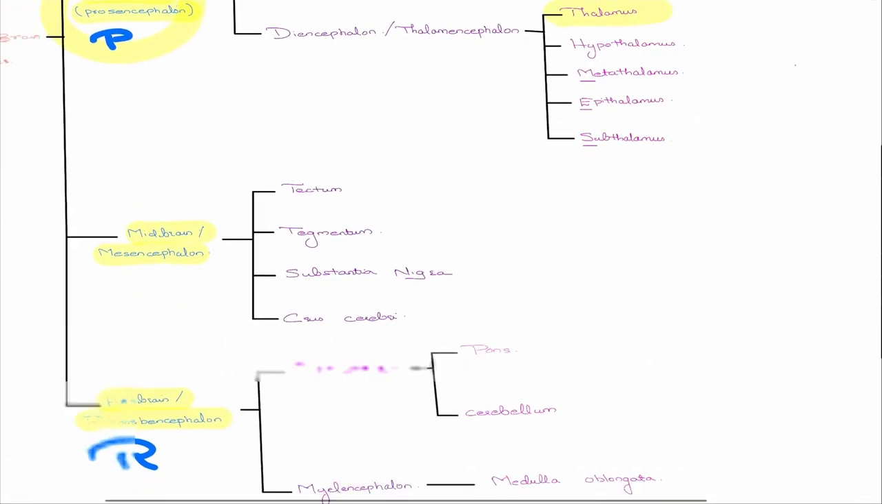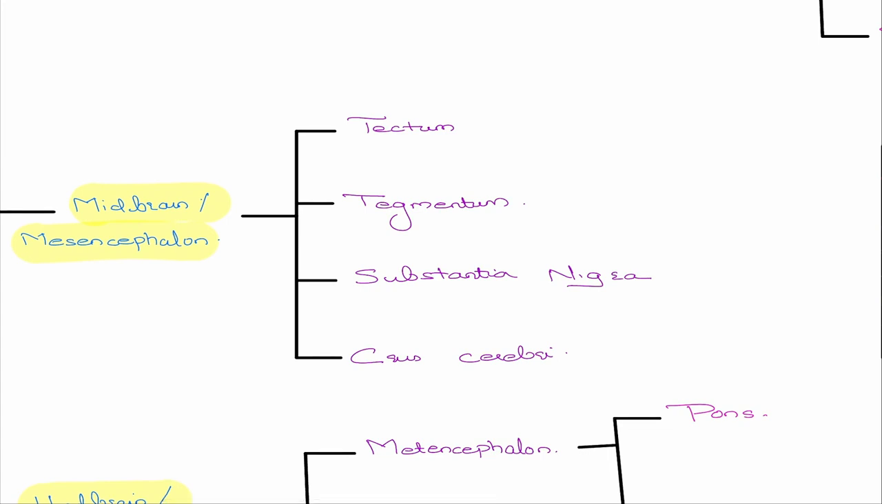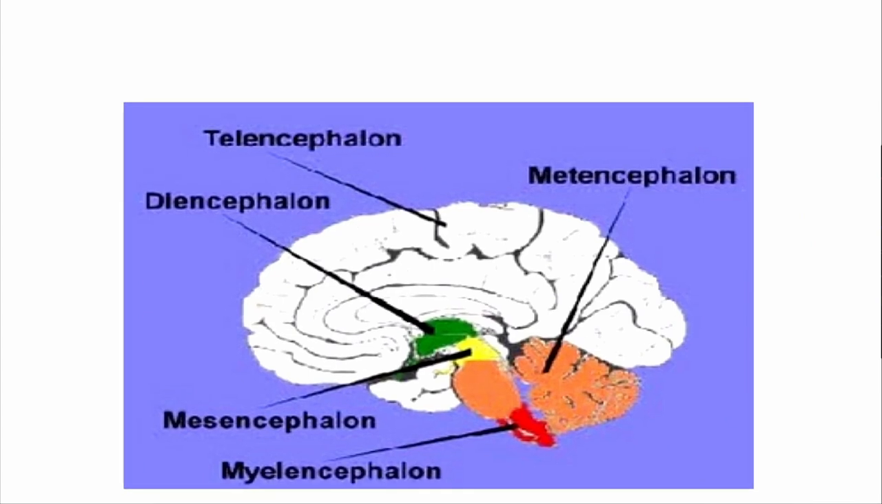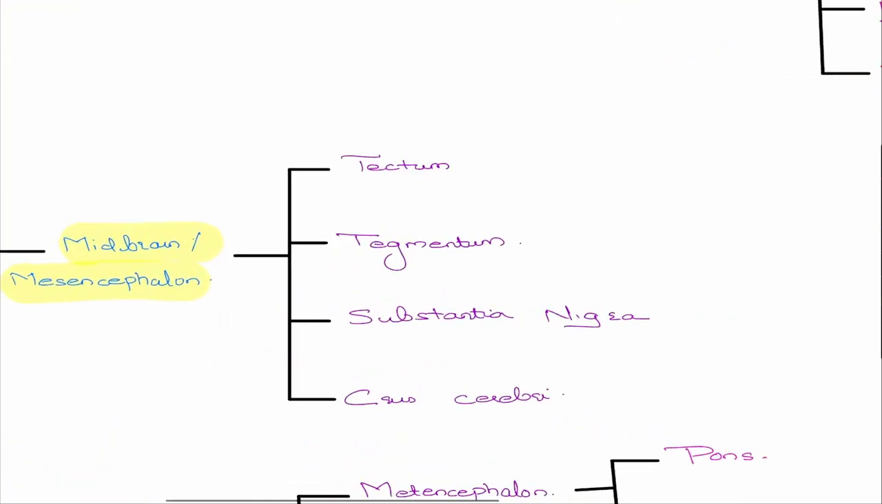Now coming on to the midbrain, which is mesencephalon, we are going to focus on tectum. Let me just show you this part. We studied Diana inside and the telescope outside. This is the telescope outside, and this is the Diana sitting inside, which we said is the thalamus. Now let us go on to the midbrain.